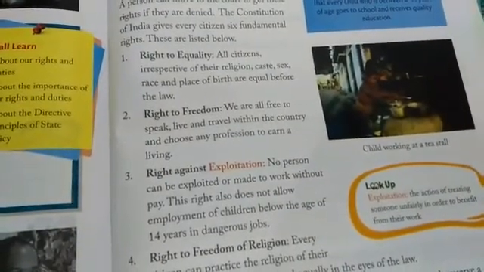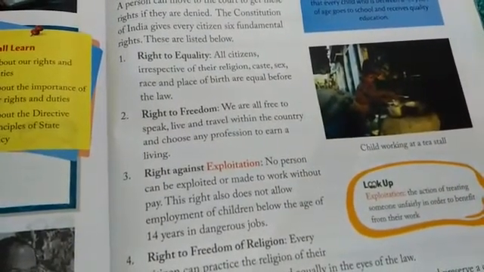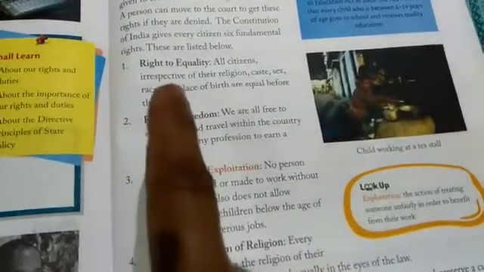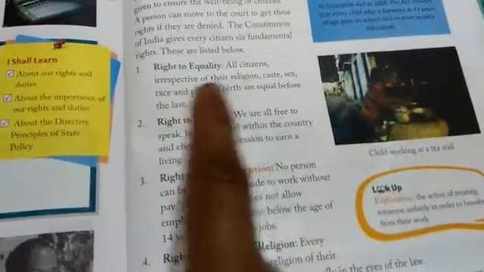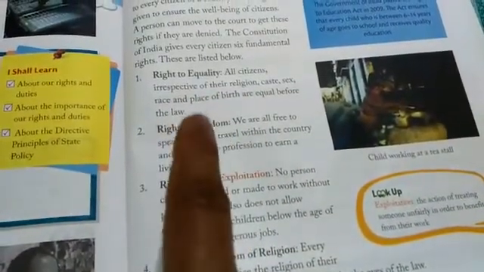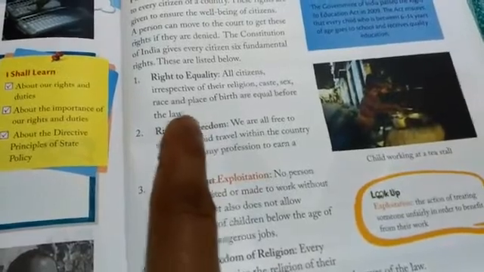All citizens, irrespective of the religion, caste, sex, race, and place of birth, are equal before the law. So, the first fundamental right is right to equality, which means that all citizens, irrespective of the religion, caste, sex, race, and place of birth, are equal before the law, whether rich or poor.